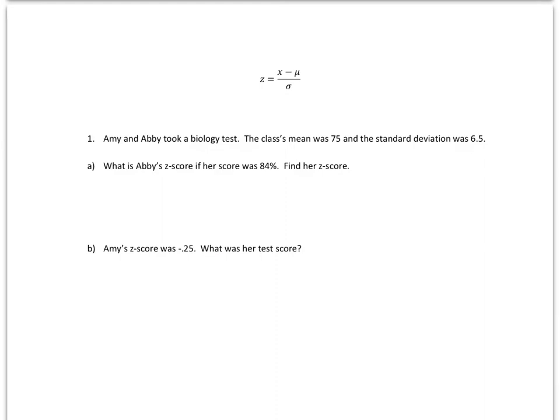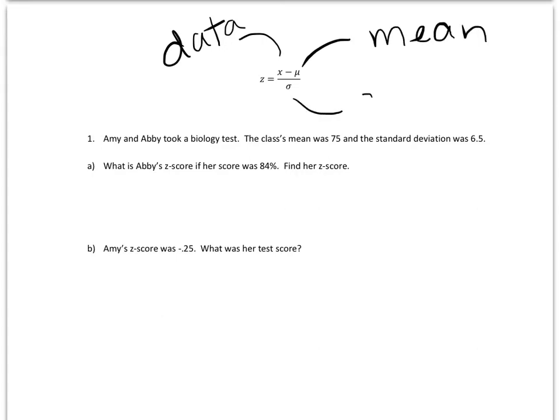Now we're going to calculate how to find a z-score using some information that's given to us. Up here at the top we have our z-score formula. So the z represents the z-score, the x represents our data point, the mu, remember, represents our mean, and the sigma represents our standard deviation. So all we're going to do now is read our problem and then substitute information into our formula. We have Amy and Abby taking a biology test. The class's mean is 75, that's our mu. And the standard deviation is 6.5, that's our sigma. What is Abby's z-score if her score was 84%? In other words, find her z-score.